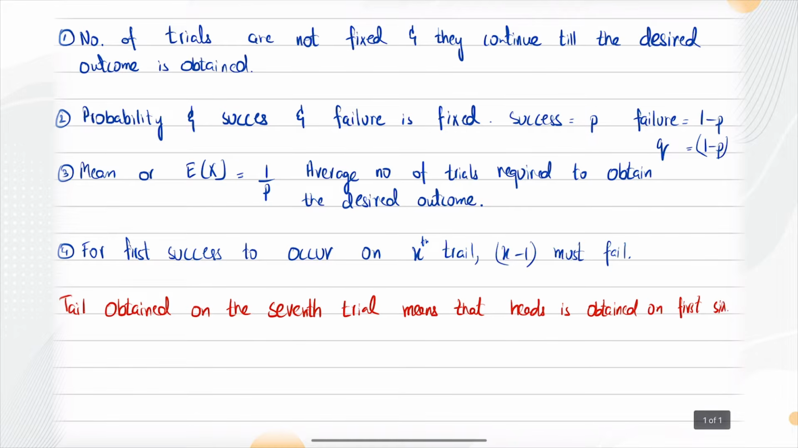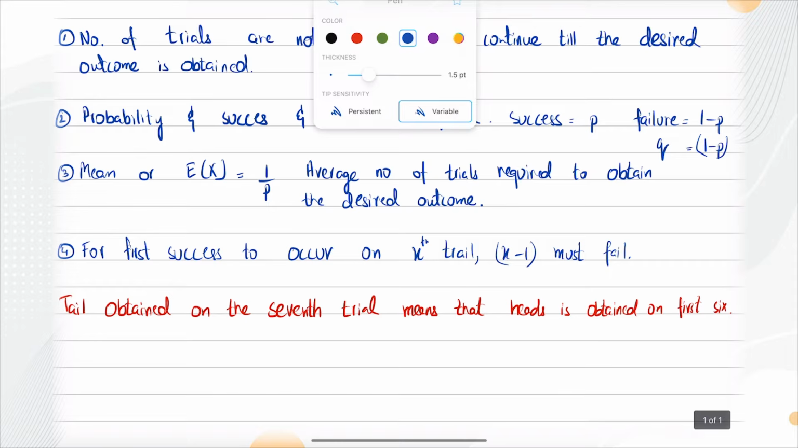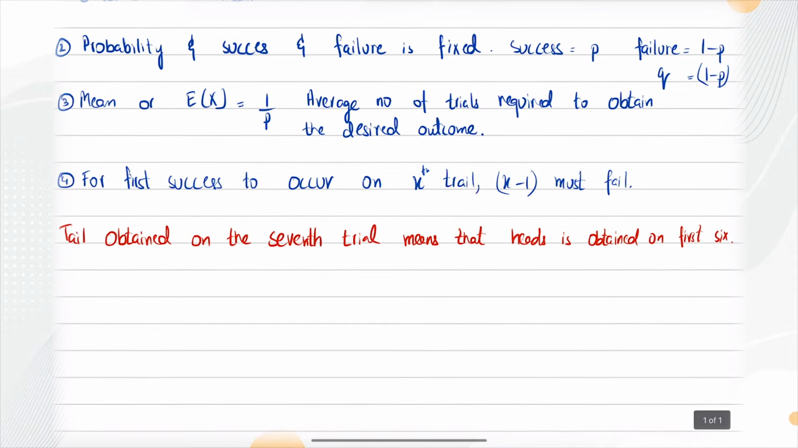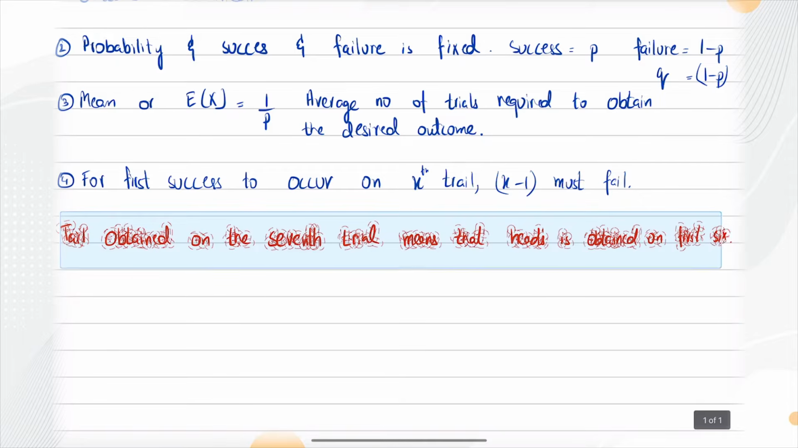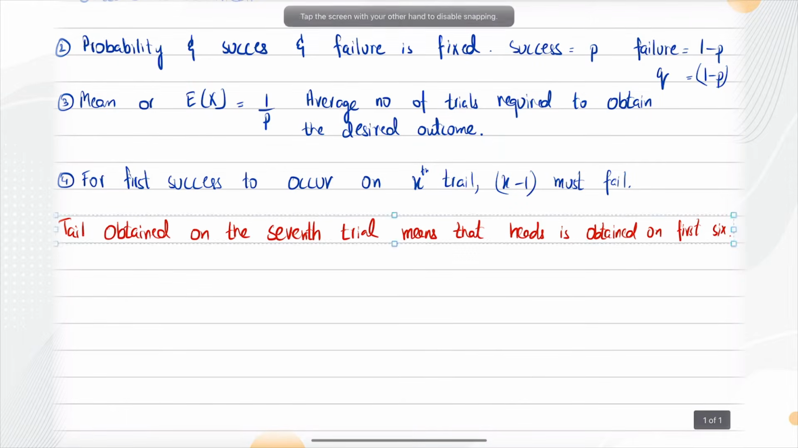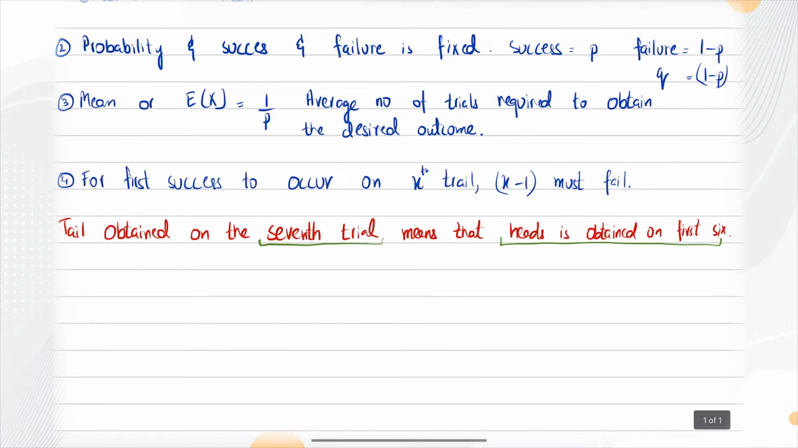Now let me explain this statement. Although this will make more sense when we're doing example questions, let me give you a gist of it. If success is considered as obtaining a tail, and a tail is obtained on the 7th trial, that means it's the 7th attempt where we have succeeded in getting the desired outcome. That means the first 6 must have resulted in failure. And what's failure in this case? It's the opposite of tails, which is heads.